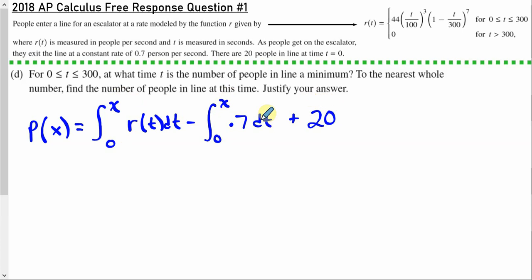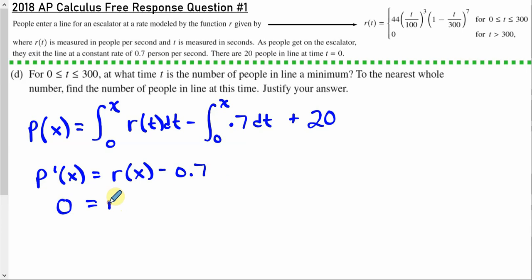And we've used this formula before. We used it and figured out how many people were on the escalator at 300. Now, if I want a minimum, I take a derivative. So the derivative of the integral, according to the fundamental theorem of calculus, is just r. And the derivative of the integral, according to the fundamental theorem of calculus, is just 0.7. The derivative of 20 is 0. So to find a minimum, I want to know when this equals 0.